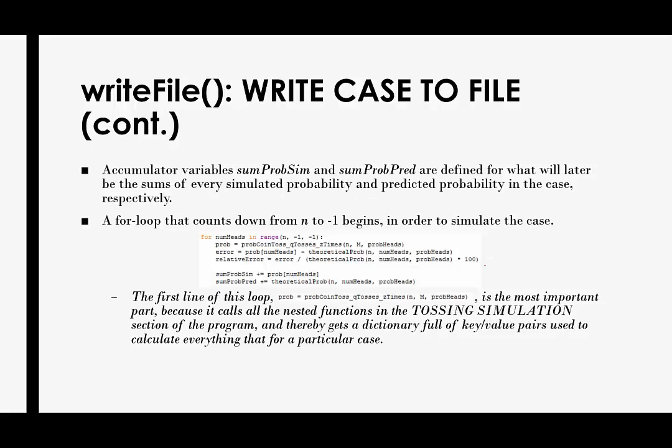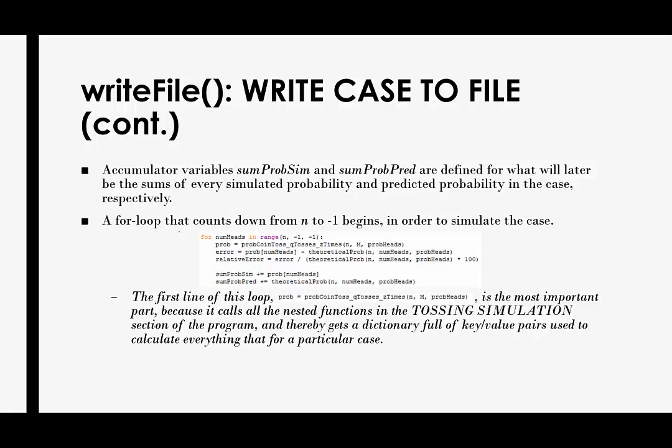So then, this is the for loop I was just talking about. Also, before this for loop, it defines the sum of simulated probability and sum of predicted probability, which are just accumulators, and those will later be used right here. Actually, they're used right there. They're incremented right there to then be printed out later at the end of the table to show you the sum of the simulated probability and the predicted probability, as is mandated by the rubric.